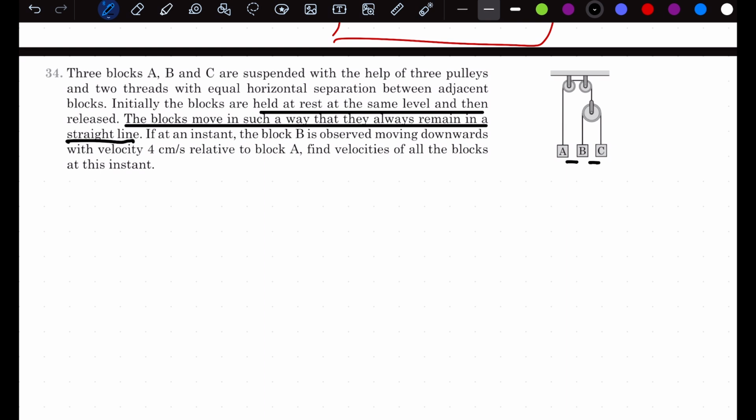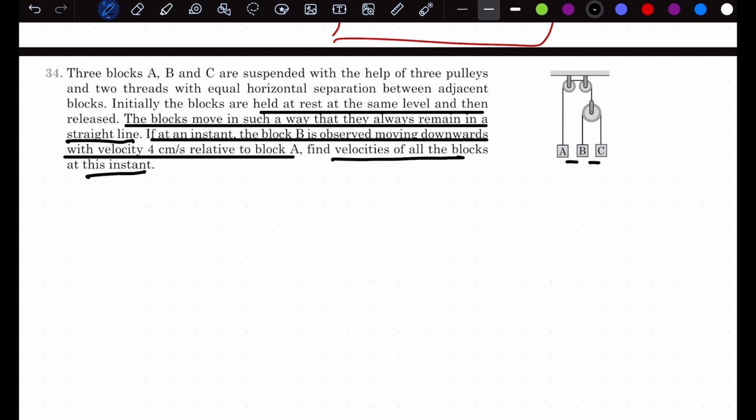If at an instant the block B is observed moving downward with a velocity of 4 meter per second relative to A, then what is the velocity of A, B, C? We need to find out. So this is a question from the Pathfinder. Let us solve this. So what we are going to do is let us initially consider it like this.